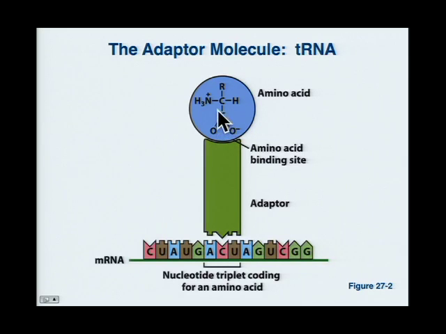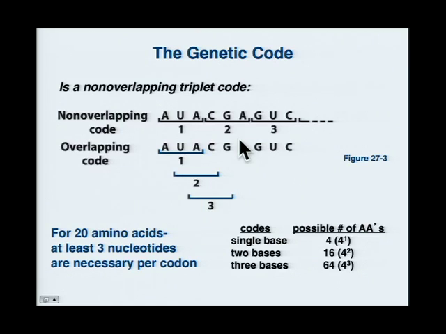And so through an ester linkage to the carboxylate of each of the 20 amino acids, we actually activate the tRNA for its role in synthesis of polypeptides. And so we're going to be looking at detail at this. But let's first think about the genetic code.